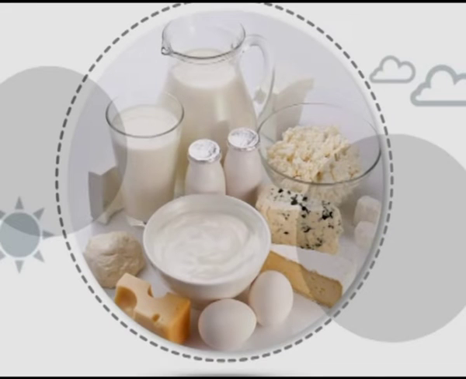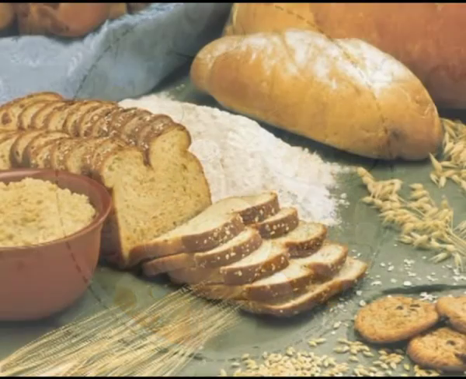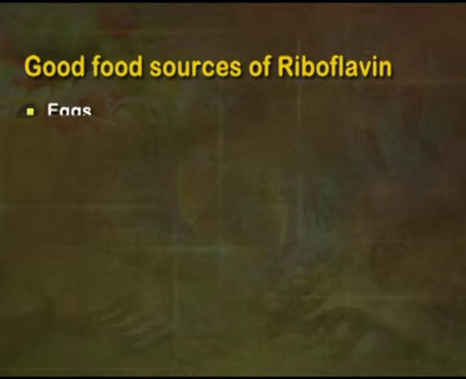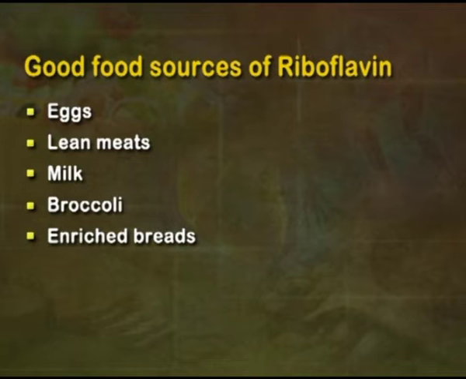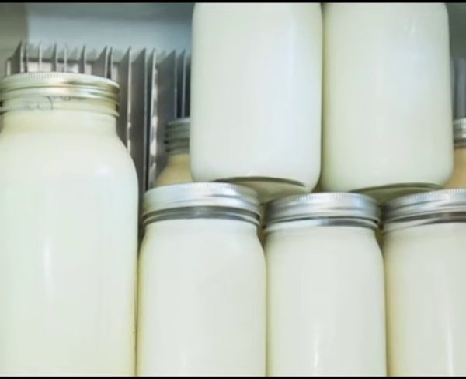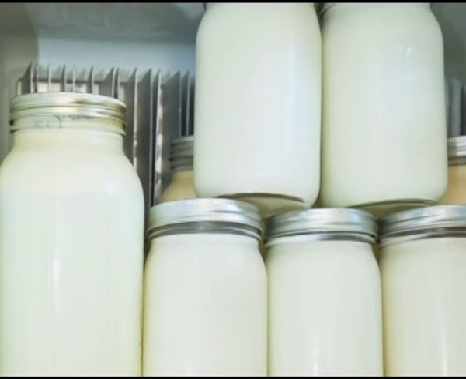The greatest contribution of riboflavin from diet comes from milk, milk products and milk drinks, followed by cereals, bread products and fortified cereals. Especially good food sources of riboflavin are eggs, lean meat, milk, broccoli and enriched breads and cereals. It is important to note that riboflavin loss occurs when it is exposed to light, and therefore it is advised to store milk in opaque containers or away from light because milk is a very good source of riboflavin.